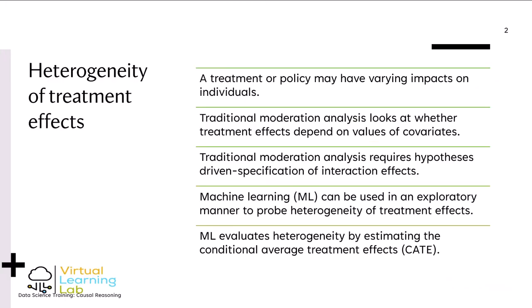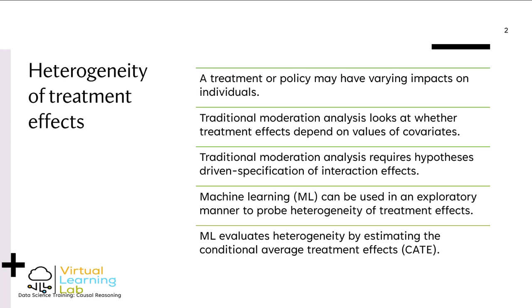Heterogeneity of treatment effects is about understanding how treatment varies according to characteristics of the participants. It's important because even though a treatment may have a positive average treatment effect, there could be groups of individuals that are not benefiting as much or not benefiting at all, or even being harmed by the treatment.